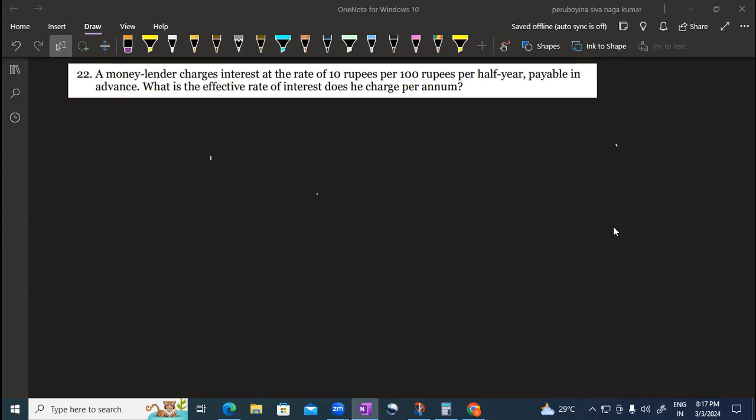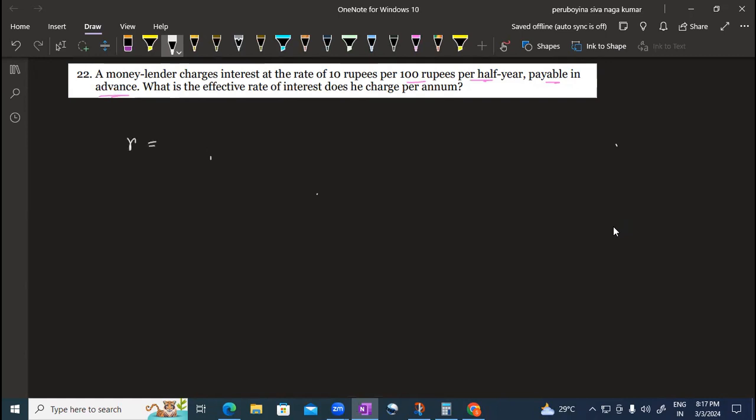Question number 22, model paper 7. The question is as follows. A money lender charges interest at the rate of 10 rupees per 100 rupees per half year payable in advance. So for every 100 rupees, he is collecting 10 rupees. That means for half yearly only.